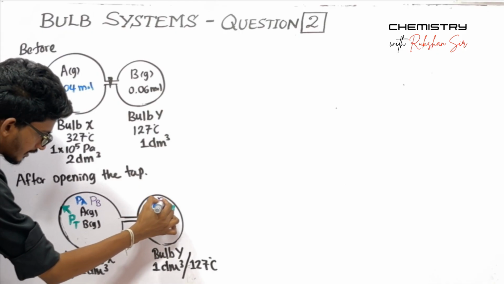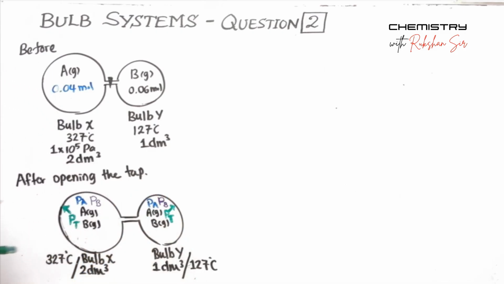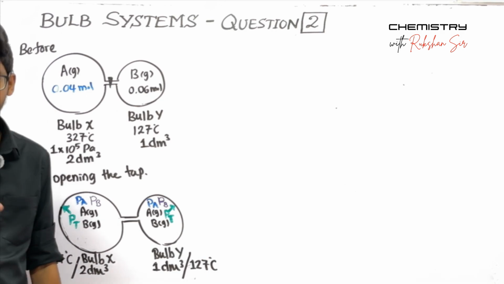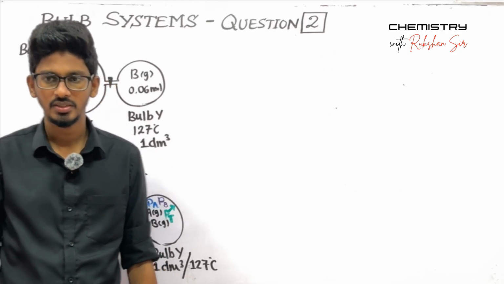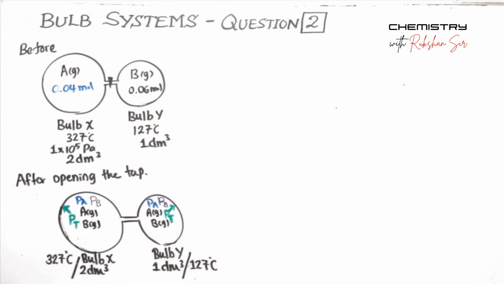Those will also be equal, right? That is what happens: until the pressures become equal, the gases will mix. That is the idea with the bulb systems. Okay, so the things are done.